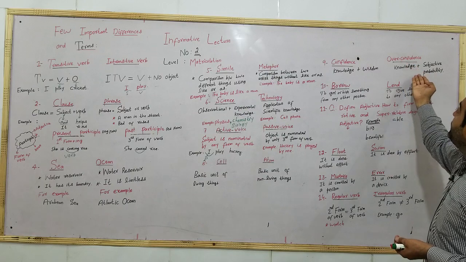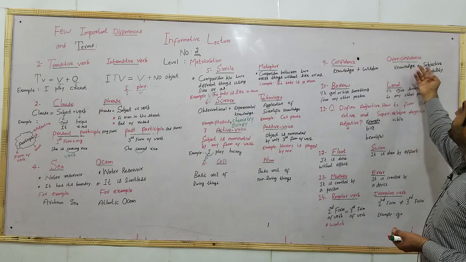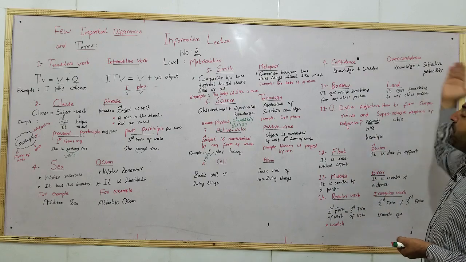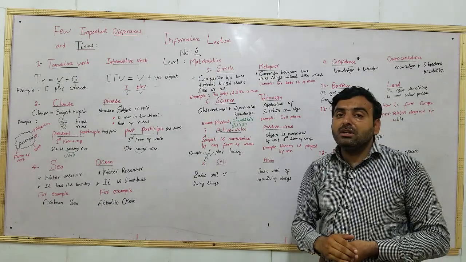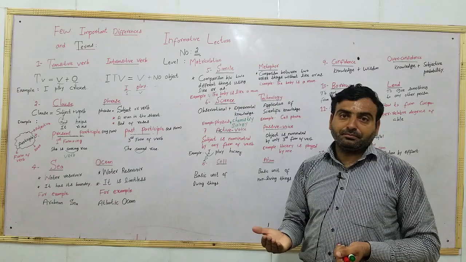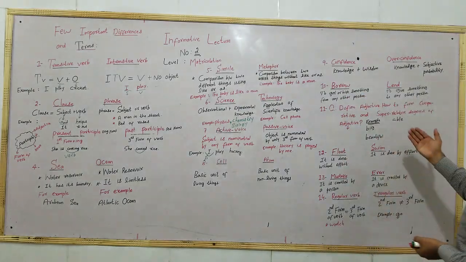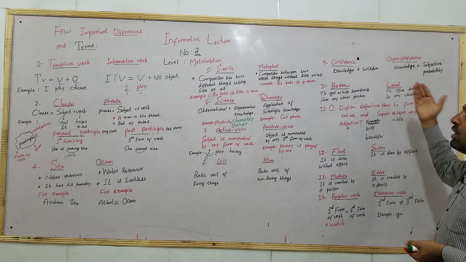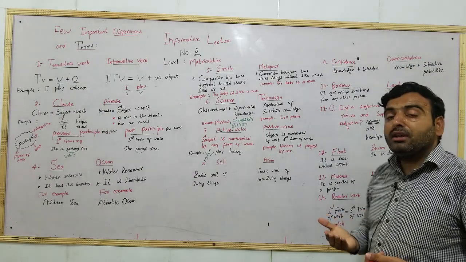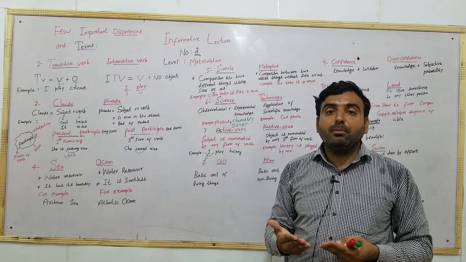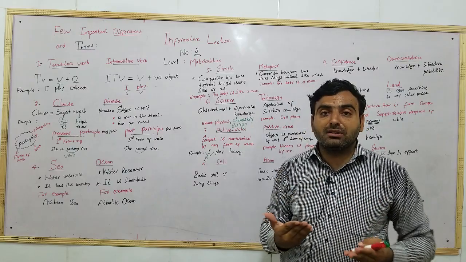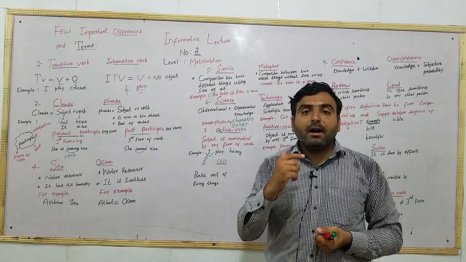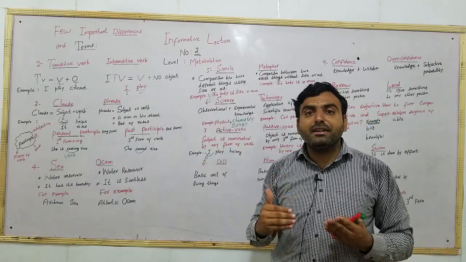Now, what is overconfidence? Knowledge plus subjective probability. Probability means chance of happening, chance of occurring. Overconfidence is actually being over-efficient about your skills, your knowledge. I give you a simple example of confidence and overconfidence.